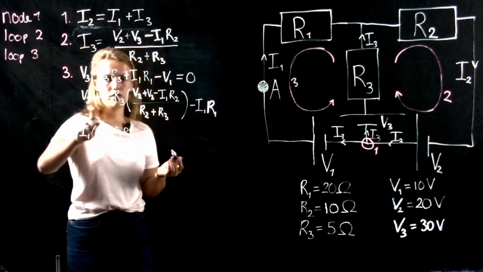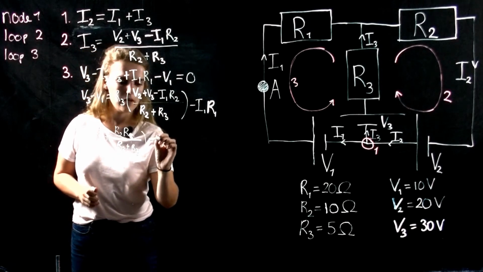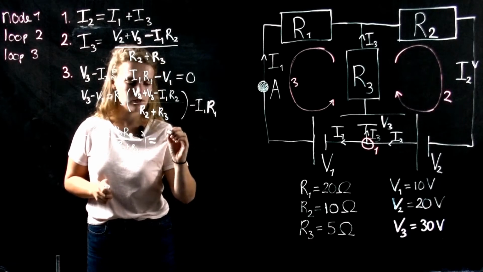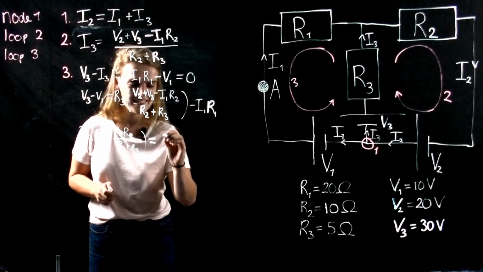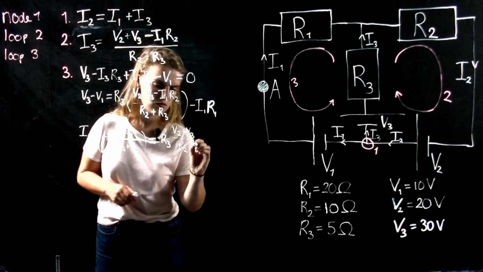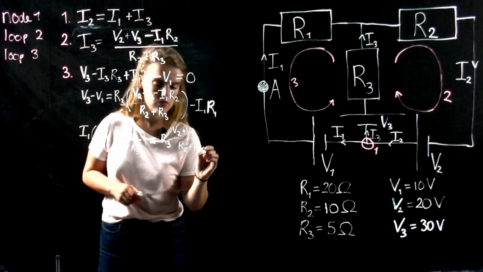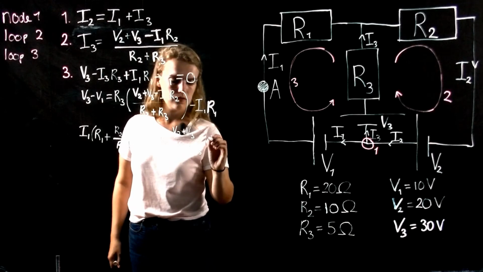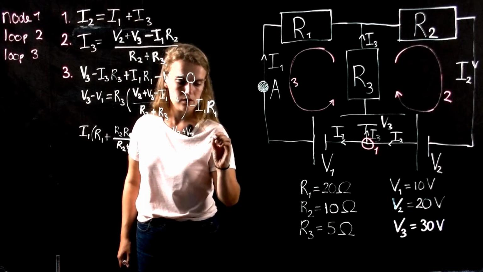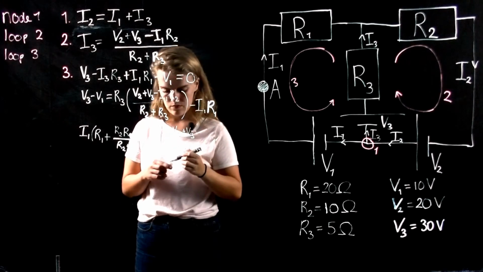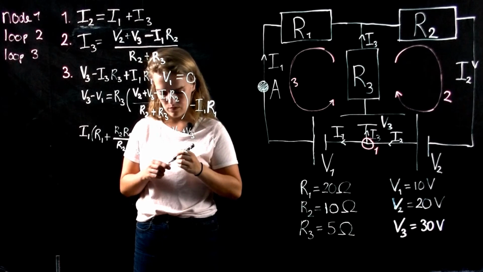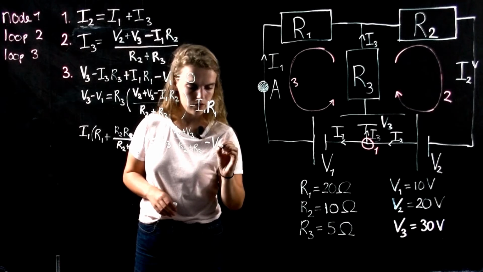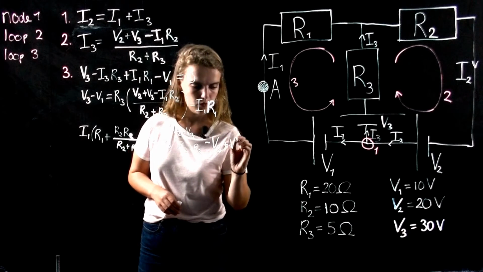So we have these terms on this side. Then we are left with R3 times V2 plus V3, and then minus these, so minus V3 plus V1.